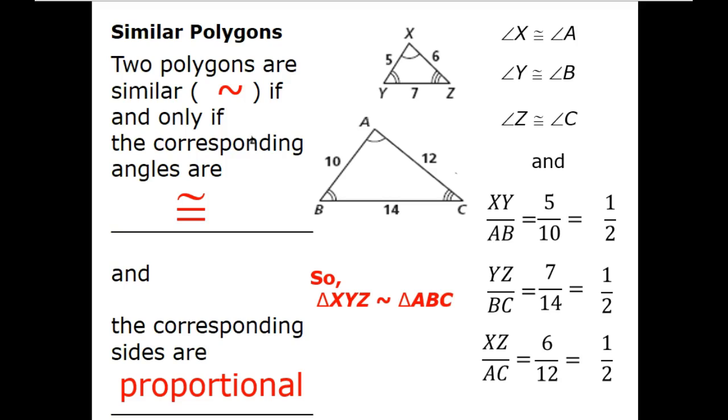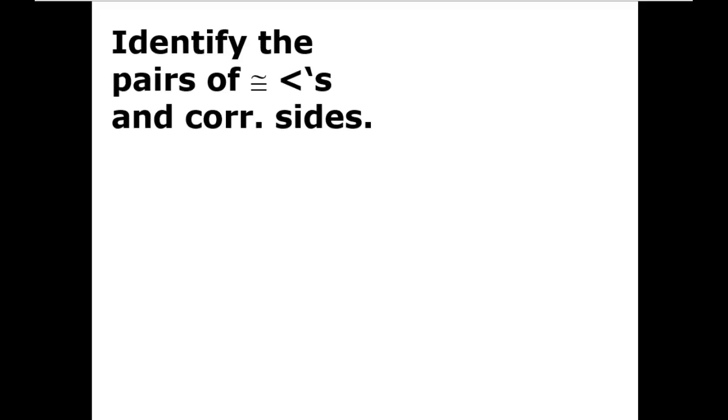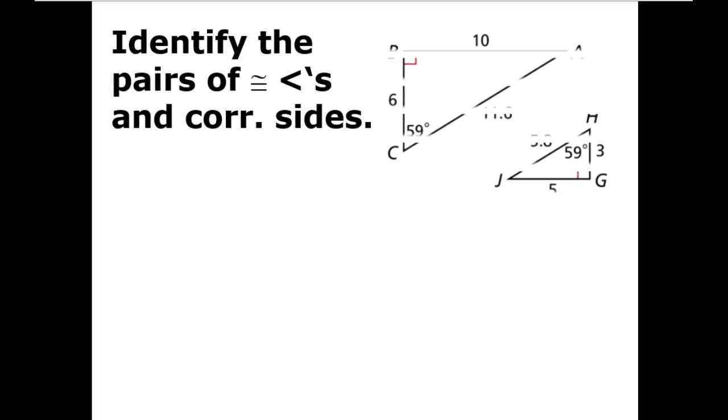So, all right, next part. We're going to identify the pairs of congruent angles and corresponding sides. So these are the triangles we have. We're going to start with angle B. What is angle B congruent to? G. Okay, is that something that they told us? No. How do we know that?